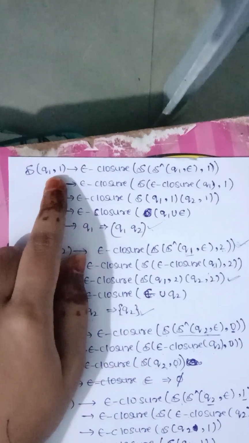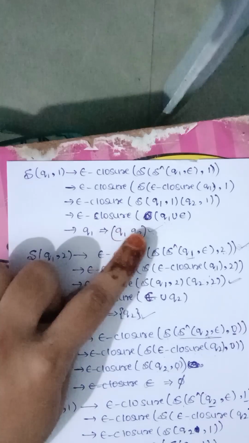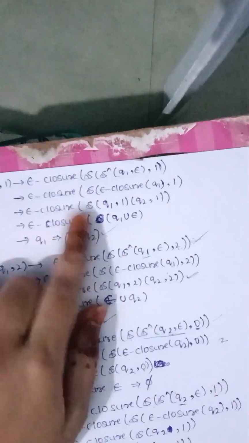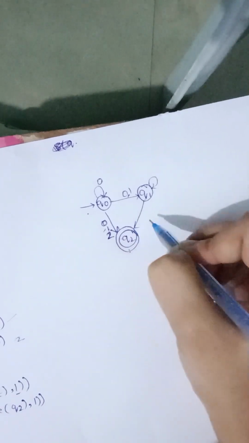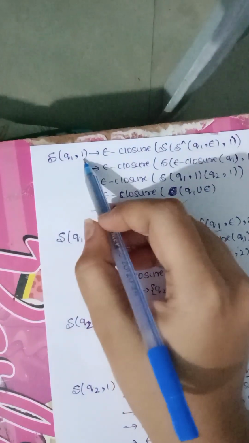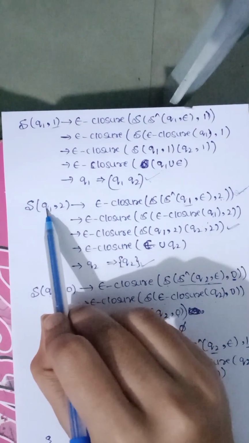q1 with 1, what is the answer? q1, q2. From q1 onwards, the transitions are q1 and q2. What are we checking? q1. So from q1 there is a transition to itself and to q2. What is the input? We are checking with 1 now, so the input will be given as 1. Now for q1 with 2, q1 has a transition with q2.